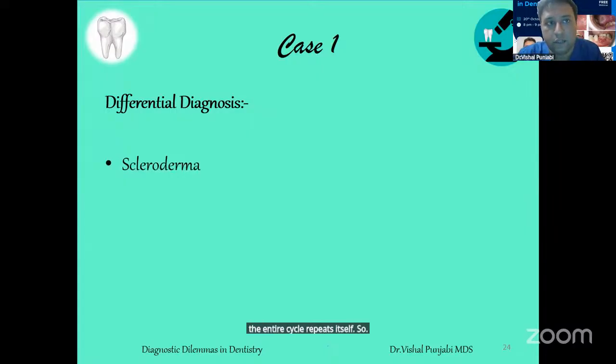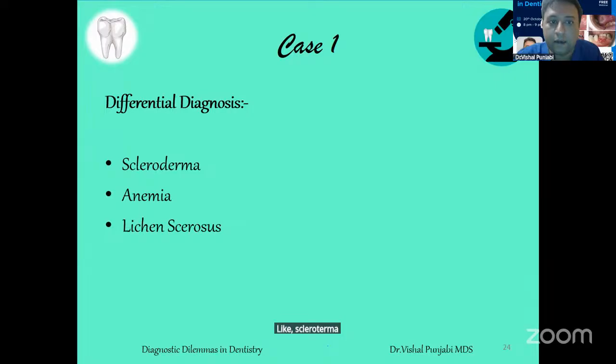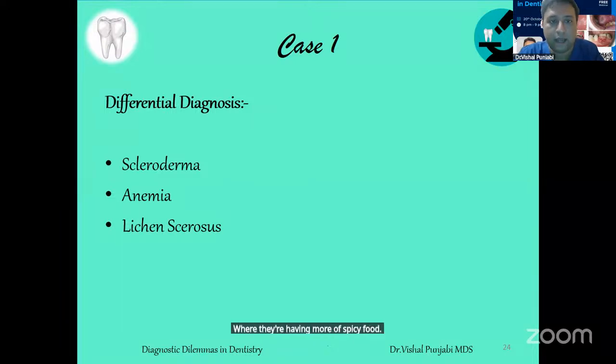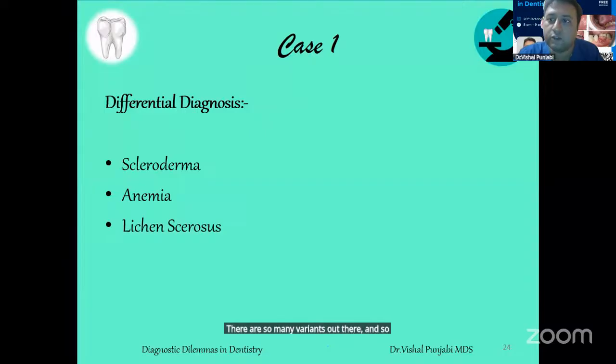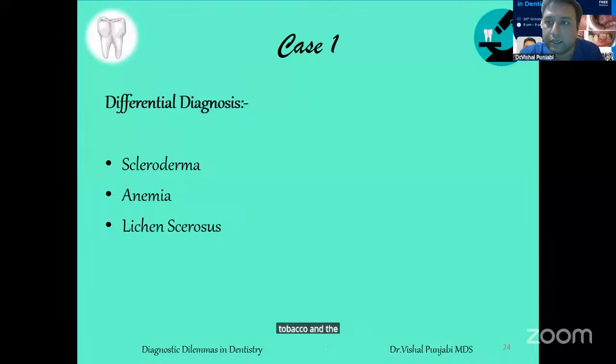So it is not directly that we jump and say it's oral submucous fibrosis. There are certain differential diagnoses as well, like scleroderma, anemia, or lichen sclerosus. When we confirm with the patient that these are the habits that they are having, where they are having more of spicy food, where they are having more of areca nut based pan masala. There are so many variants out there and so many ways of consuming that we actually have to thoroughly ask the patient about the tobacco and the pan masala history.